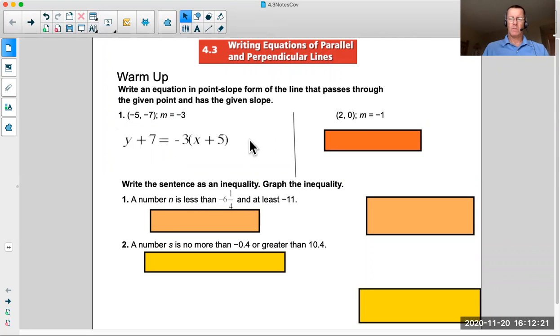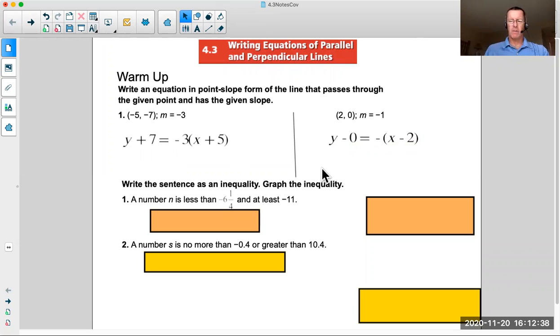All right. Well, hopefully you got y plus 7 equals negative 3 times the quantity x plus 5, and y minus 0 equals negative quantity x minus 2. And of course, if you didn't have the minus 0 and you simplified that, that's fine. But basically, that's the form you would leave it in.